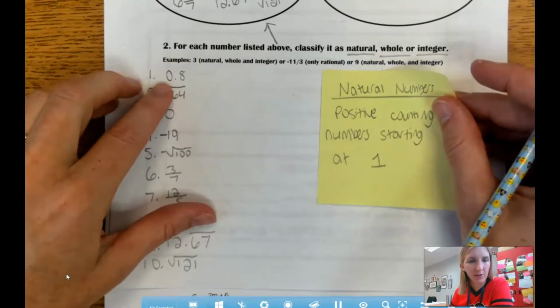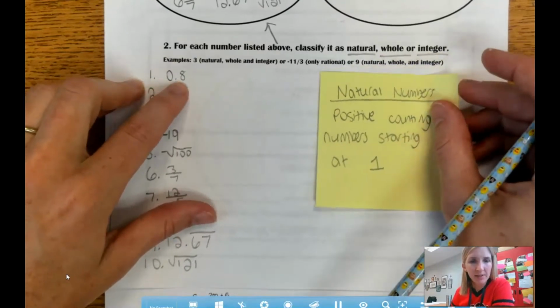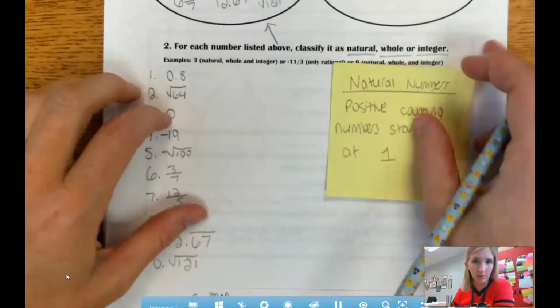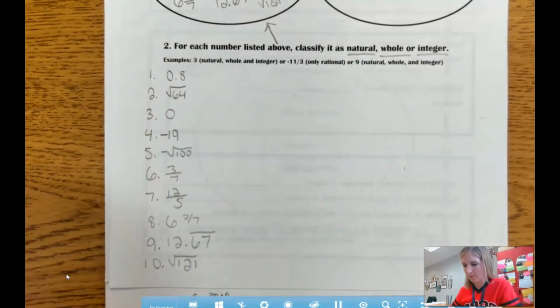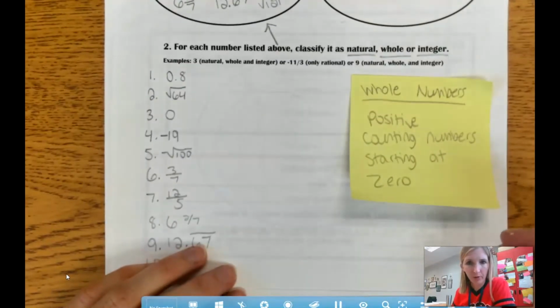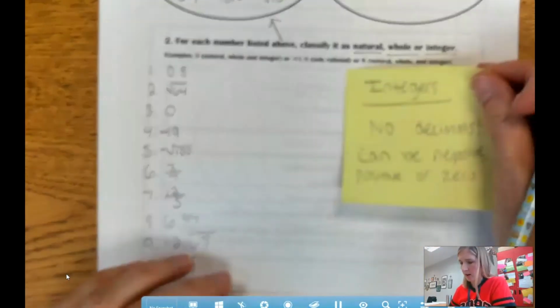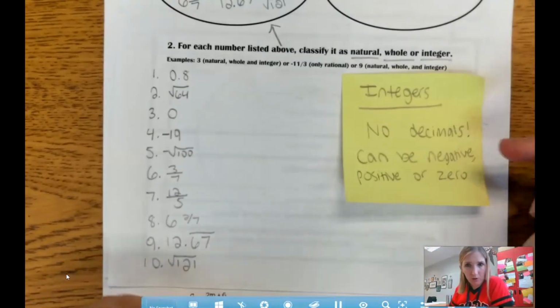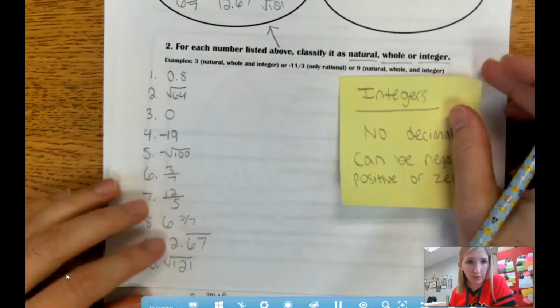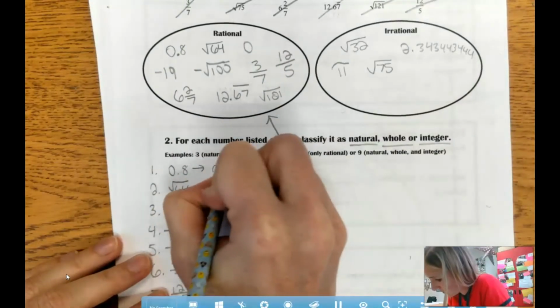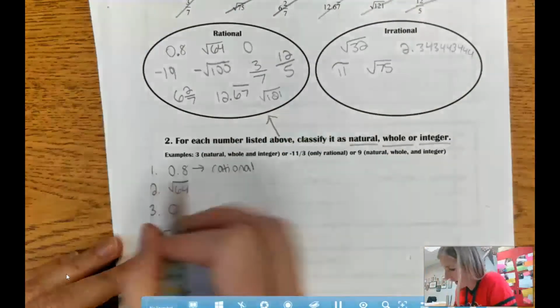All right, so looking at this, is 0.8 a natural number? Is it a positive counting number starting at 1? No, it's not. Let's go to our next one. Is it a whole number? Is it a positive counting number starting at 0? No, it's not. All right. Is it an integer where it's no decimals? No, it's a decimal. So the only definition it meets is rational. That's it. It's only rational. It's not anything else.